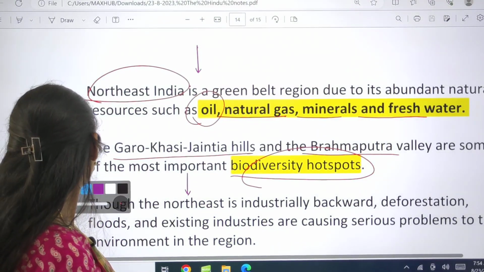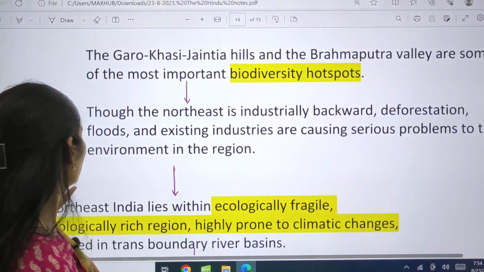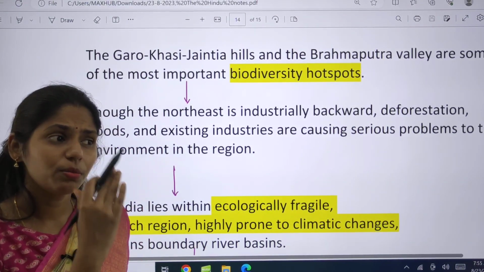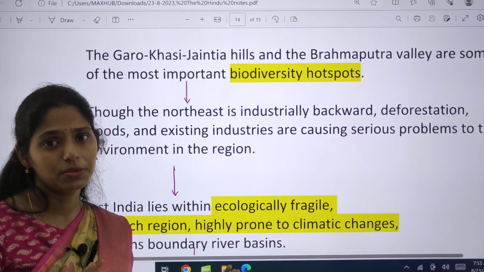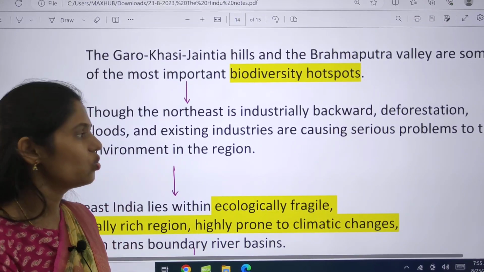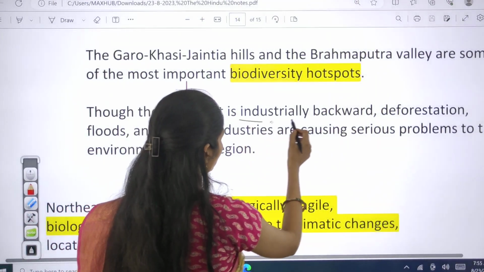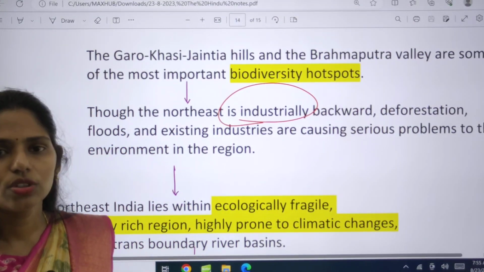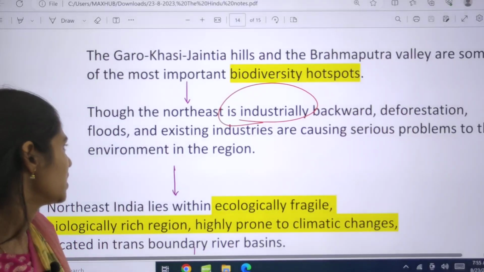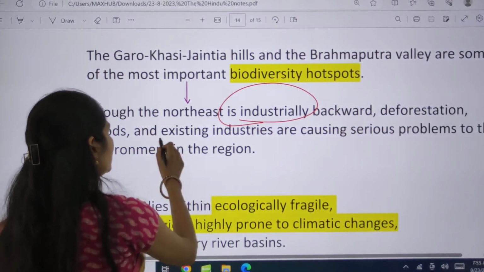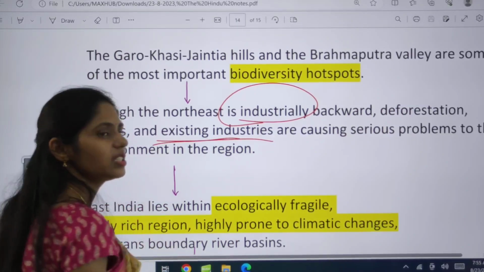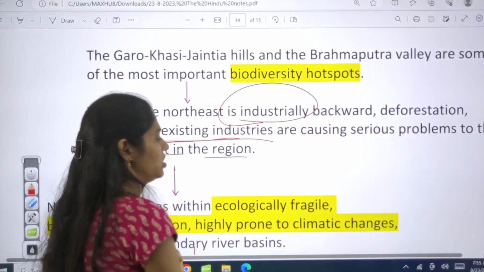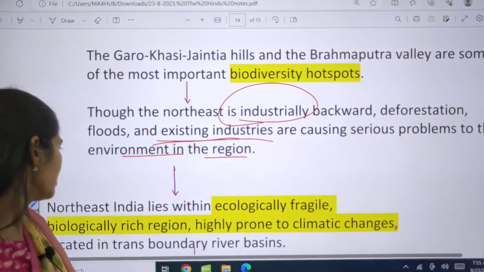So this northeast is industrially very much backward because of the topography, because of the mountains, the rivers, the tributaries, and the forest. So we did not focus much on industries in this northeastern region. And we can see there is a good forest cover present in the northeastern region. But the existing industries are causing problems to the environment in this region. So this is one cause of concern.